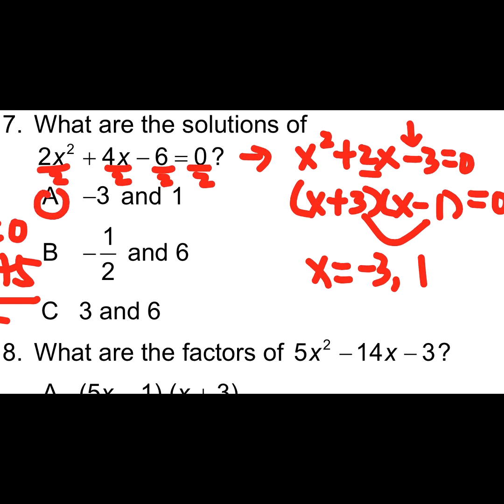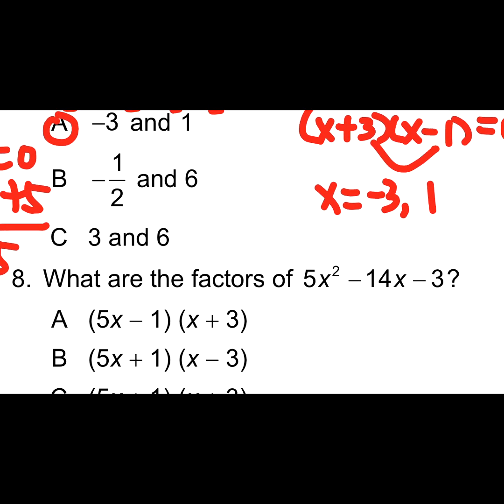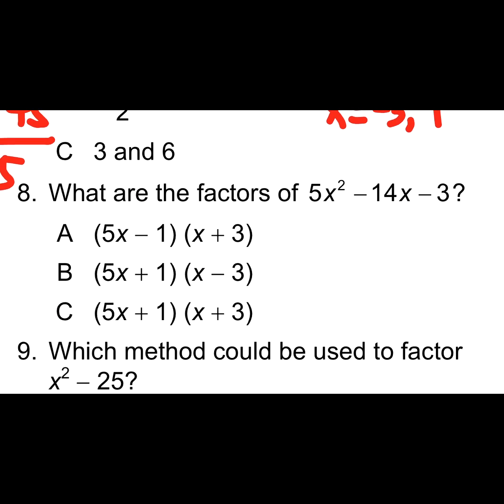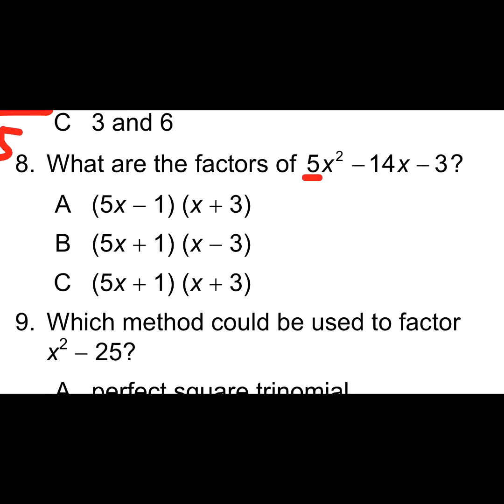And that is answer choice A. Number 8. What are the factors? Again, we have a number in front of the x squared term, so we need to use the crisscross spider method. 5x and x, 3 and 1, that's the only way we will get. So let's try 1 and 3, cross multiplying.